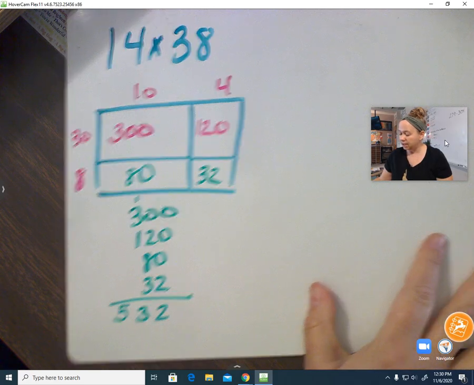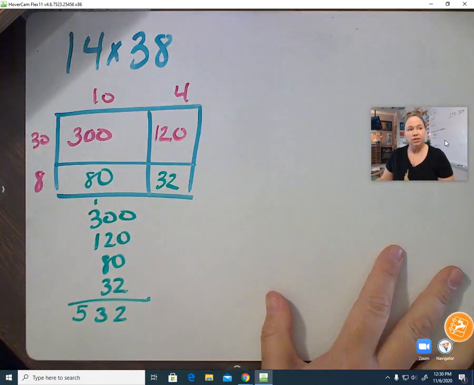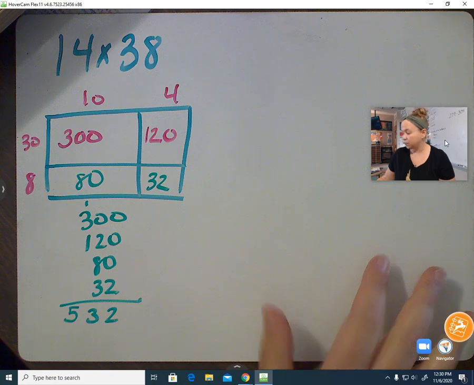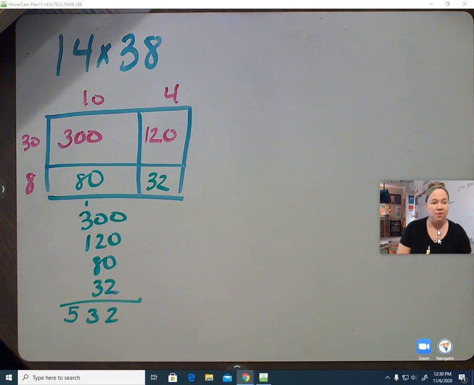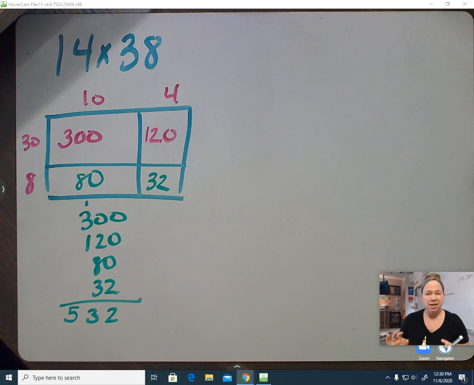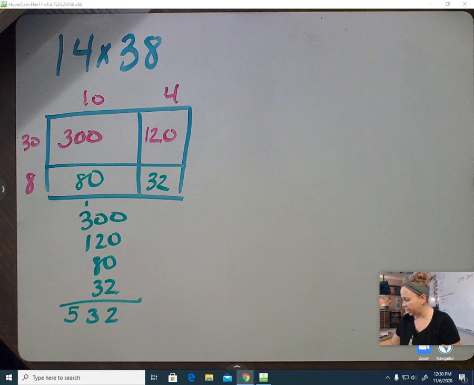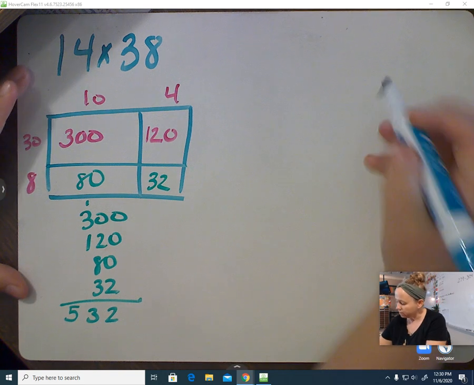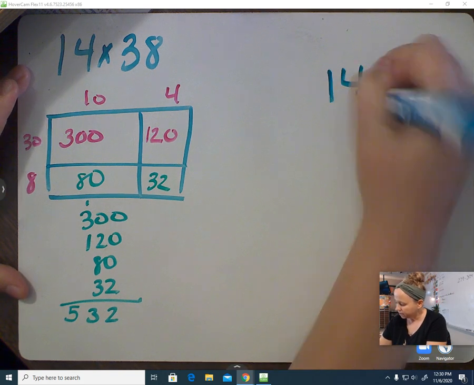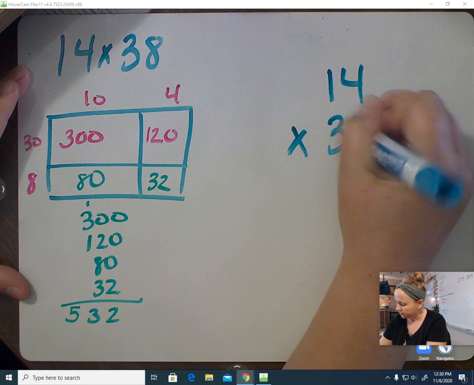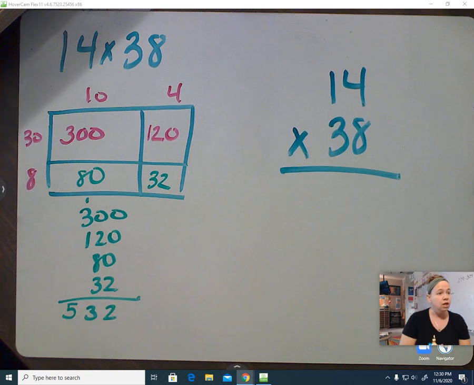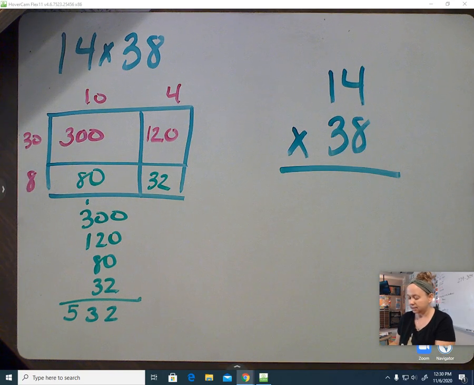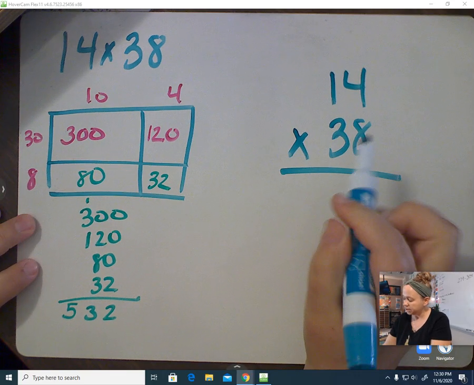So I want you to keep an eye on that, because what I'm going to do in today's lesson with the algorithm is show you the exact same thing, but I'm going to write less and make it a faster way to solve this problem, okay? So let's go back to 14 times 38. If I write this up and down, 14 times 38. Okay. So the first thing we're going to do is multiply 14 by 8, right? So we're going to multiply 14 times 8.